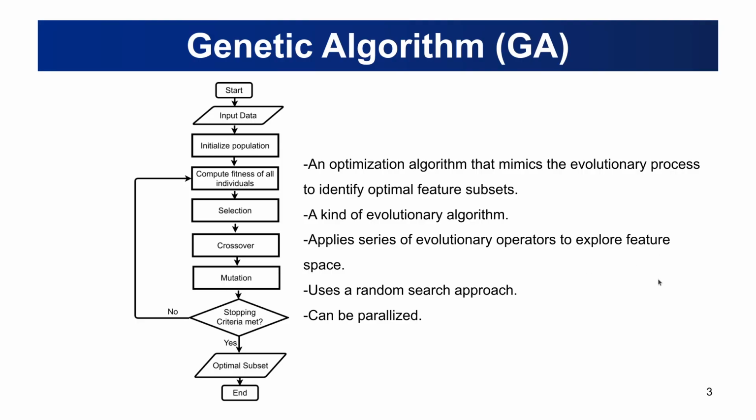Now, a genetic algorithm applies a series of evolutionary operators to search, and the search is random based. It's a random search approach. Genetic algorithms can be parallelized as a way to improve them, and these are things we'll talk about later on.